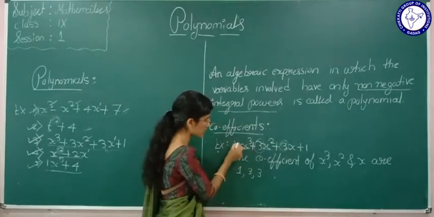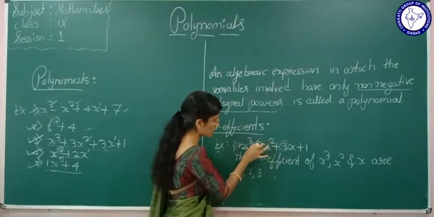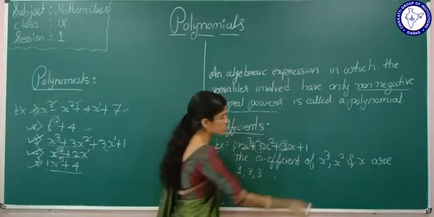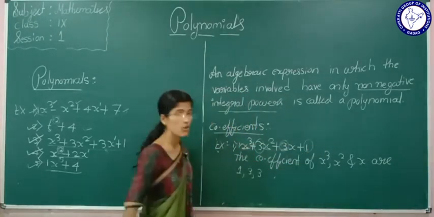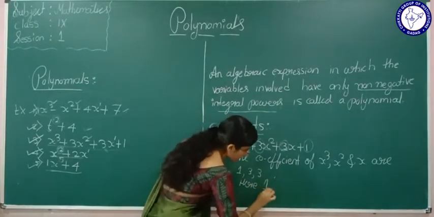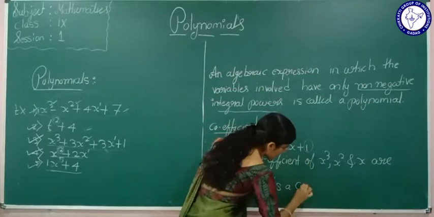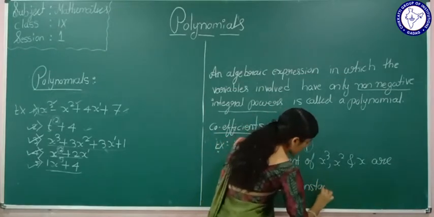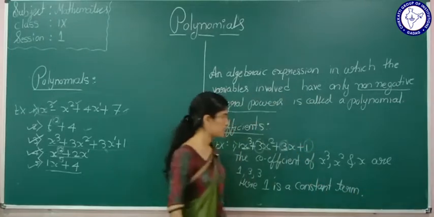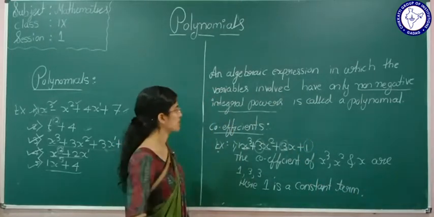The coefficient of x cube is 1. The coefficient of x square is 3. The coefficient of x is 3. And what is this one here? This one is a constant term. Here 1 is a constant term.